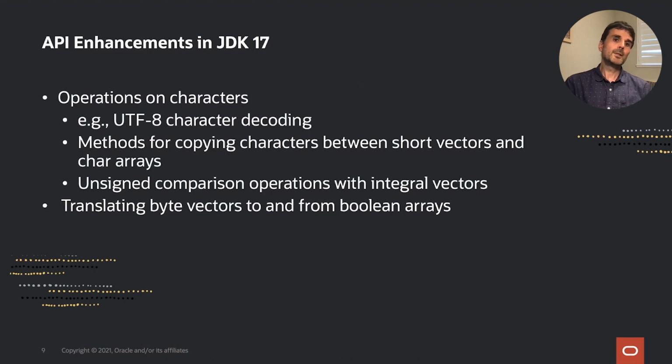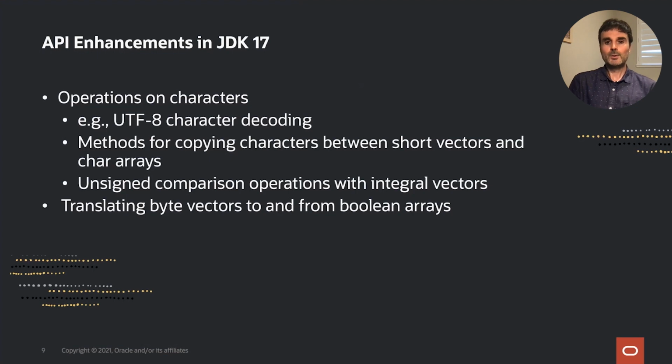So what enhancements did we add into JDK 17? Based on feedback, there were developers experimenting with the API to try and do UTF-8 character decoding or encoding. They were coming up with some deficiencies. One of the problems was trying to load characters from, say, a character array and then operating on that. We don't represent characters as vectors, we represent them as short values, so we need to load character arrays as shorts and operate on them.